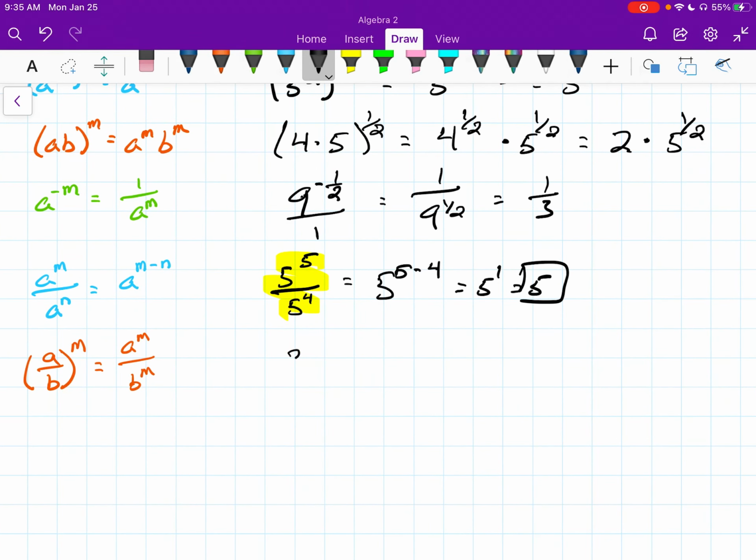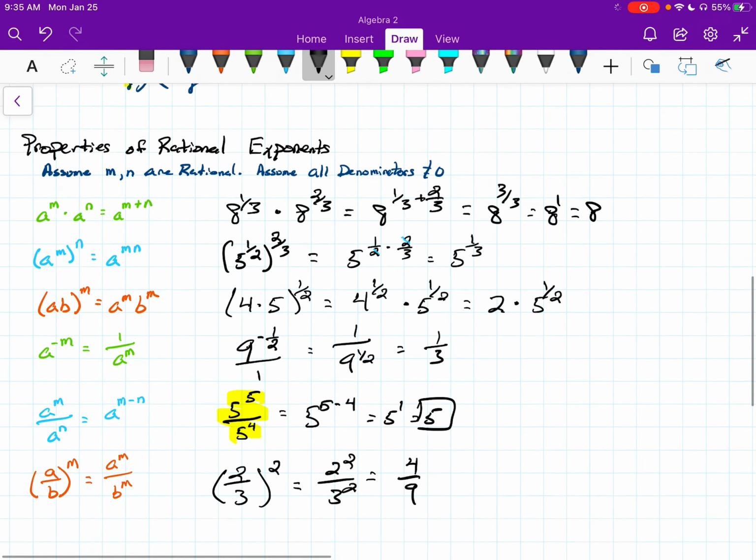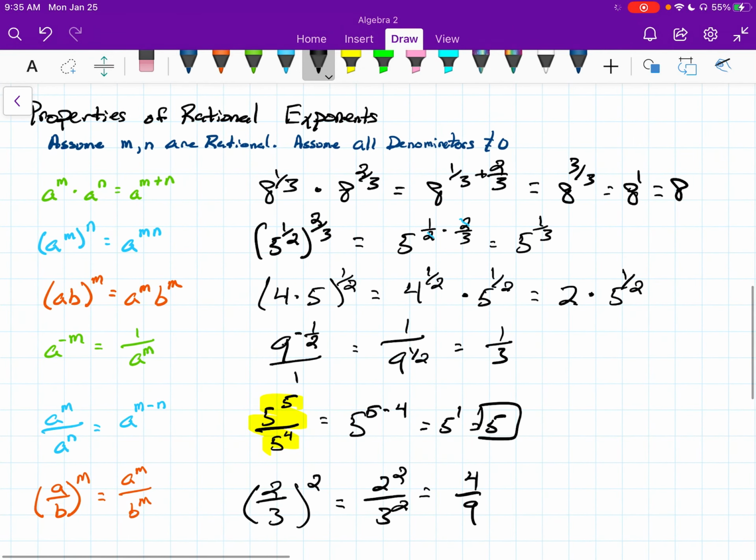And that last one, I think we've gone over that before. But say this is like 2/3 squared. This is the same thing as 2 squared over 3 squared, which is 4/9, right? These are very important to have. I think this would be a good thing to have a note card of. Make sure that you have these written somewhere.